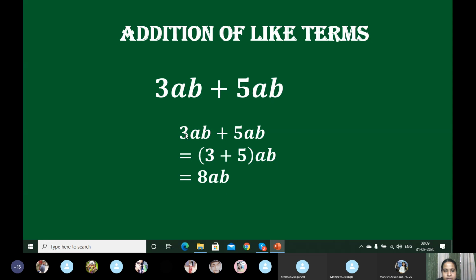You don't have to show this, I am just writing it to explain the concept behind how we are adding. We are taking just the coefficients. In 3AB I have taken 3, and in 5AB I have taken 5. When I added 3 plus 5, it gave me 8. So the answer of 3AB plus 5AB was 8AB. Any confusion?